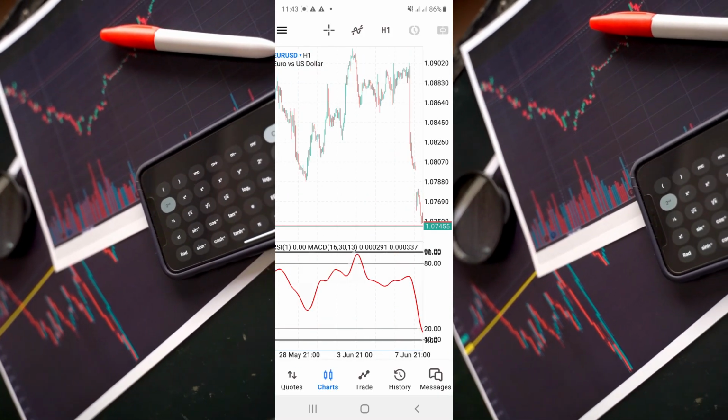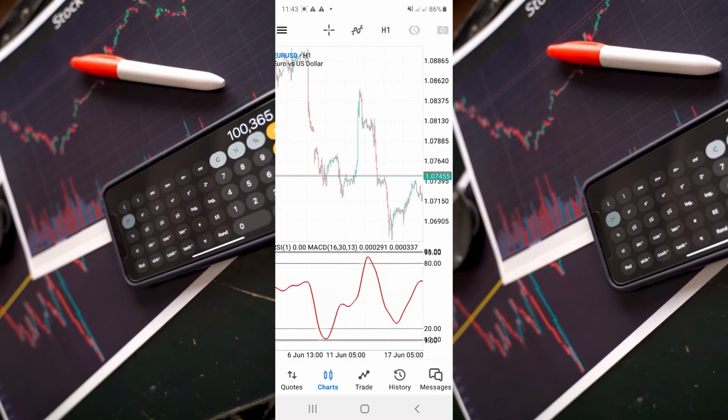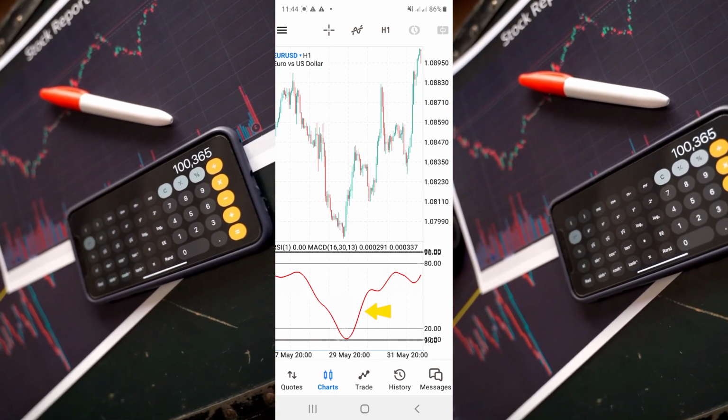So this is how our charts look after adding the MACD onto the RSI. As you can see, this red line is the MACD.